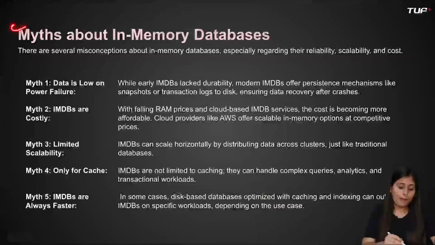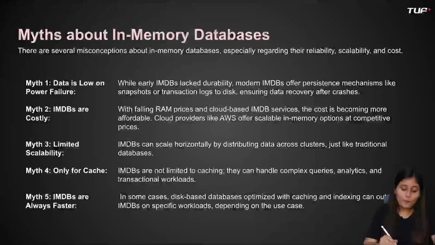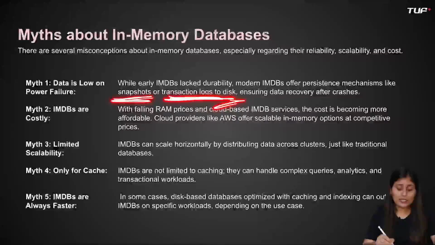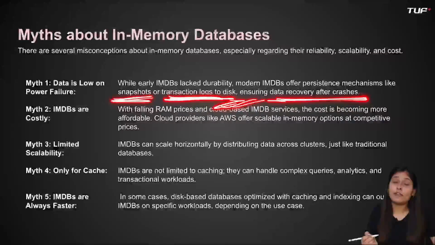Now there are some myths about in-memory databases. Let's see what those are. First, data is lost on power failure. It says data might be lost if there is a power failure. Earlier it was so, but now the modern IMDBs offer persistence mechanisms like snapshots and transaction logs. We keep saving to disk, ensuring the data can be recovered if there is any failure.